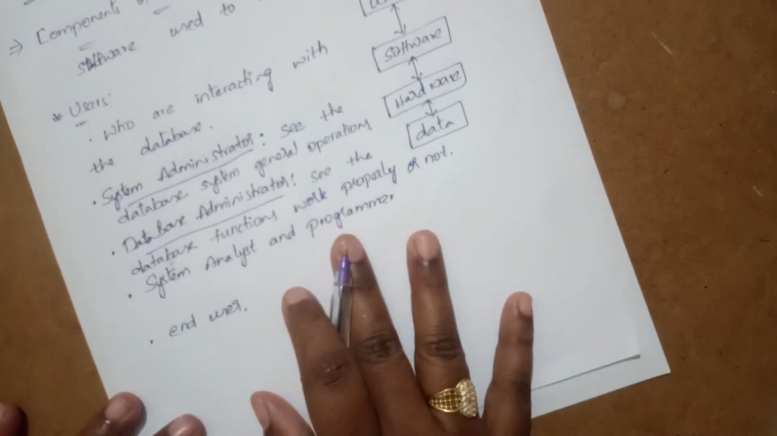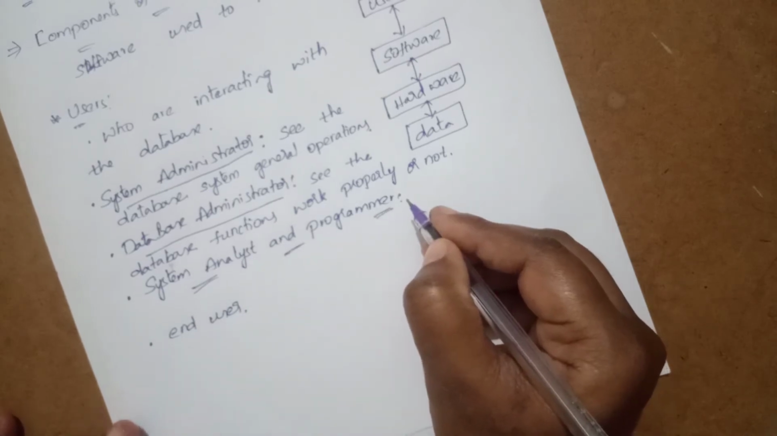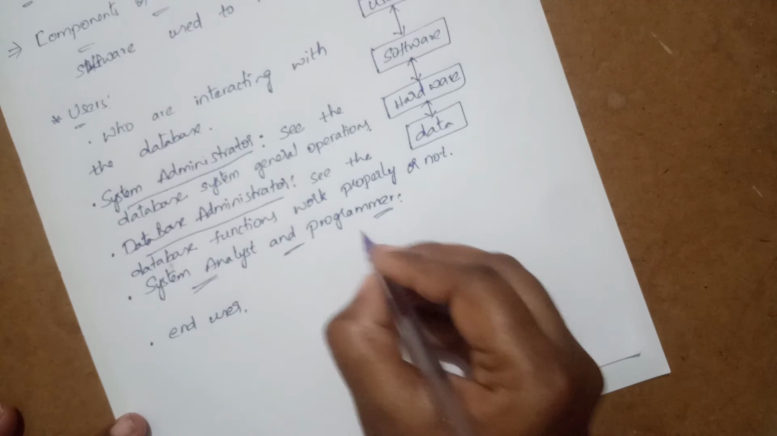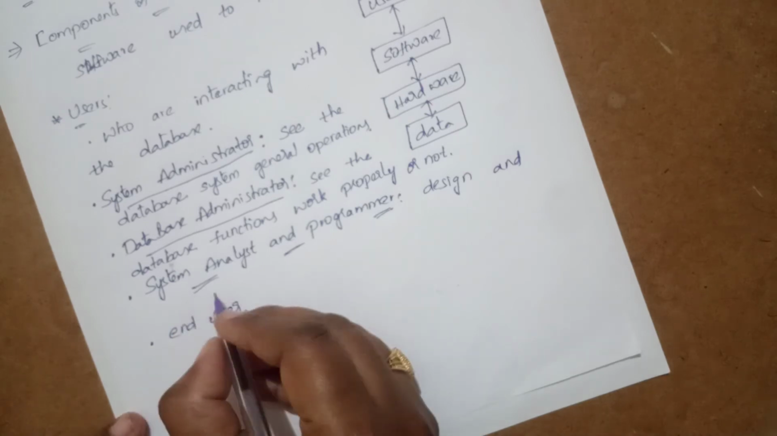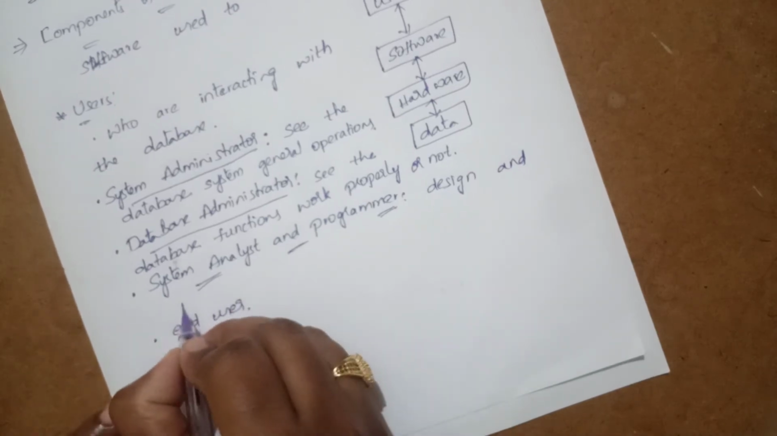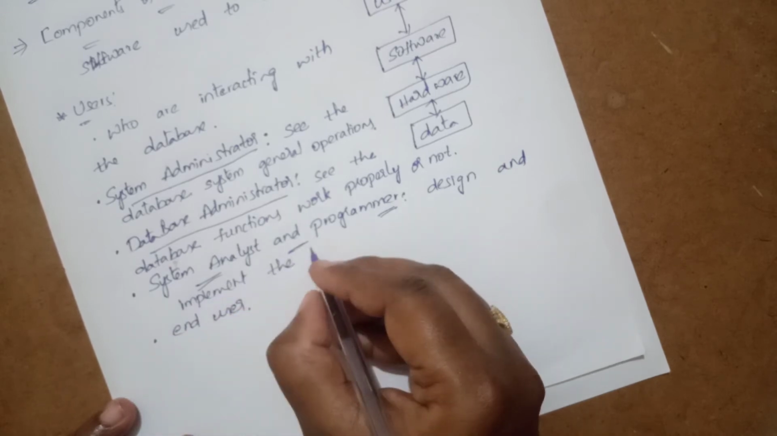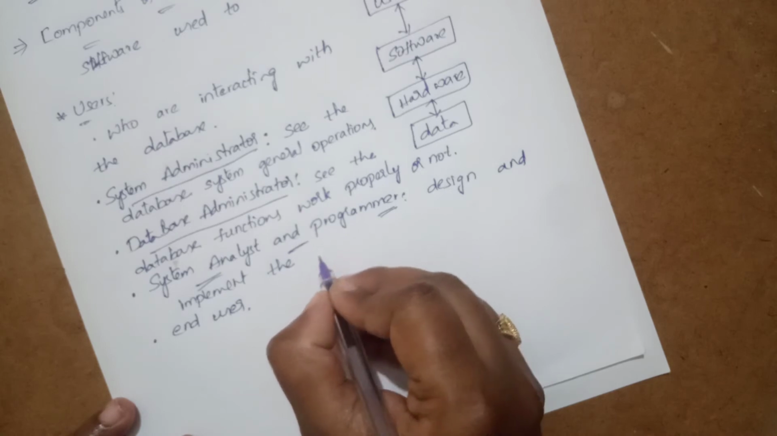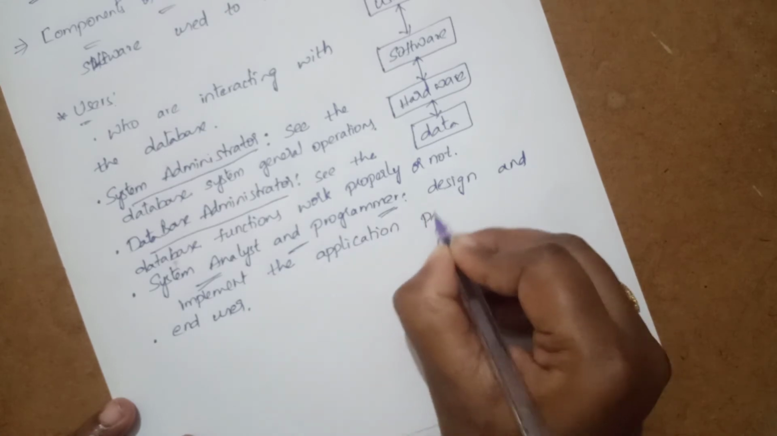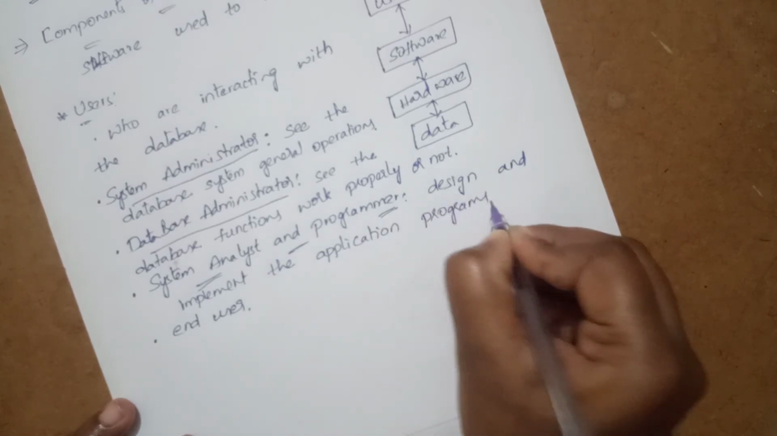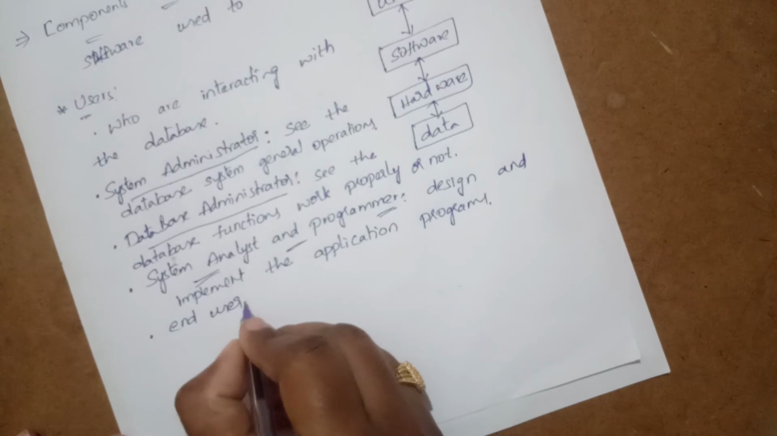Next one is system analyst and programmer. System analyst and programmer is the person who designs and implements the application programs. He is nothing but who is designing and implementing the application programs.